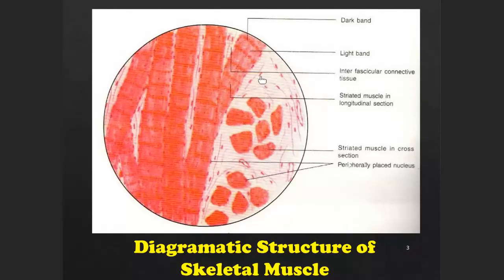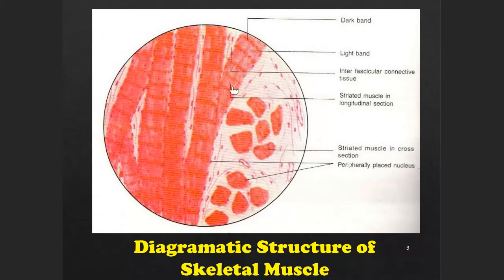Now in this what you are seeing is your light band and your dark band. So if you can see into the joining, this is your dark band and below that is your light band. Now this is your interfascicular connective tissue. Inter means in between two, and fascicular means these are our muscle fascicles. So the connective tissue present in between two fascicles is interfascicular connective tissue.